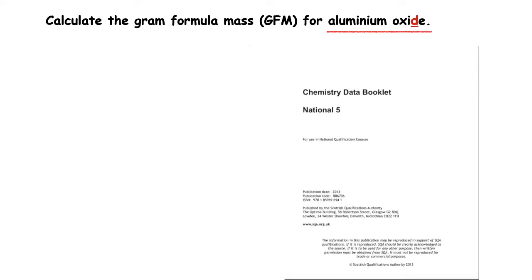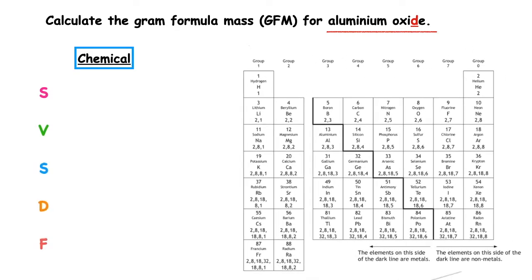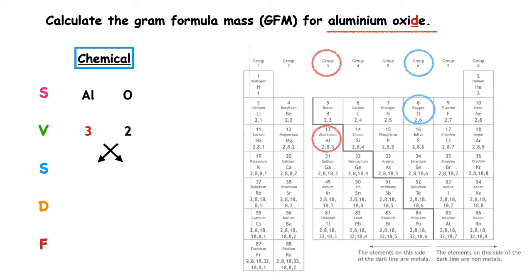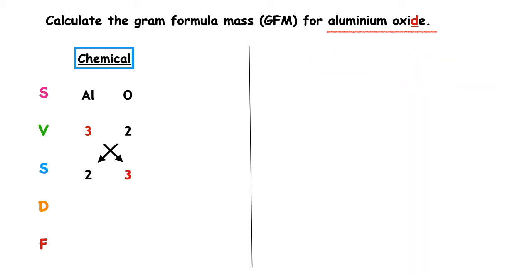We want to calculate the gram formula mass for aluminium oxide. We start with our SVSDF. The chemical symbol for aluminium is Al. It's found in group 3, valency 3. Oxygen has a symbol O. It's found in group 6, valency 2. We swap the numbers over. Highest number both can be divided by is 1, which means our chemical formula is Al2O3.